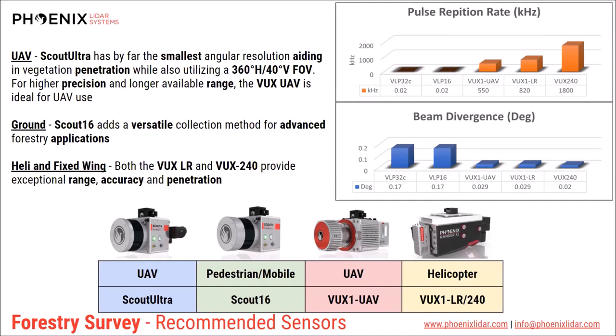For the idea of using a mobile application, whether that would be a pedestrian with a LiDAR sensor on a backpack, as you saw in a previous image, or perhaps a car or other vehicle, just to add greater depth of knowledge to the understory and the ground and trunks of the particular forest, the Scout 16 provides a very versatile collection method for a variety of platforms, mobile, pedestrian, and UAV, and can be a very helpful tool in advancing applications or providing advanced metrics to the forestry industry.